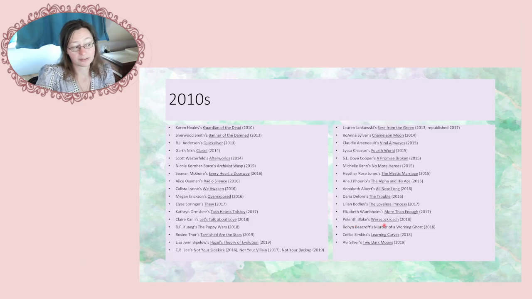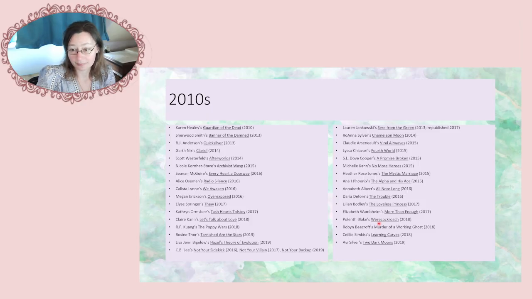We have Poland Blake's Were Cockroach, which they are working on a sequel to, which I'm very much looking forward to. But again, multiple types of representation are in here, which is very common in the indie sphere at this point, where we get multiple types and multiple characters in one book. We have Katie Simkis's Learning Curves and Abby Silver's Two Dark Moons, which again has a lot of allosexual aromantic representation. That is still pretty rare to this day. So lots of important books there.